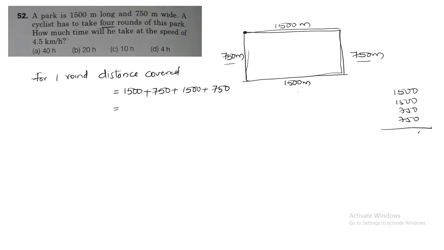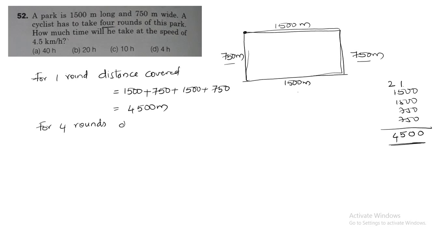When you add them all: 0. So 5 plus 5 is 10, so 1 is carried. 5 plus 5 is 10, 10 plus 1 is 11, 11 plus 7 is 18, 18 plus 7 is 25. So 2 will be carried. So 2 plus 1 is 3, plus 1 is 4. So for one round, how much distance does he have to cover? He has to cover 4,500 meters. But how many rounds has he been given? That means 4 rounds.